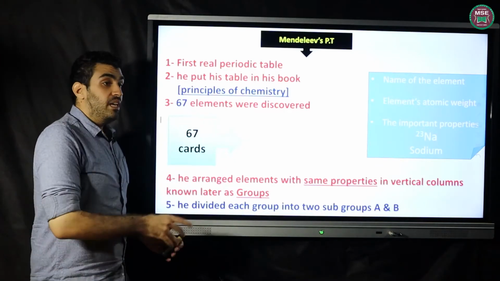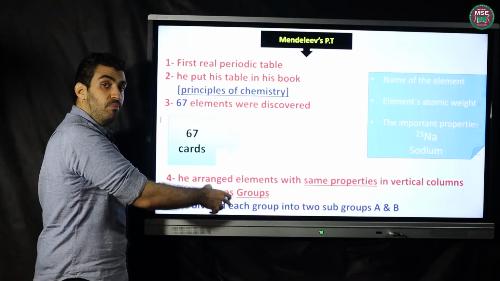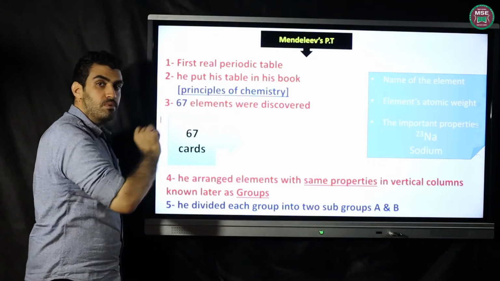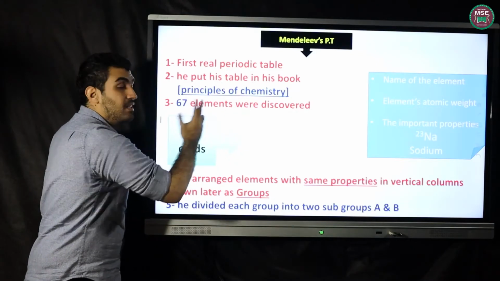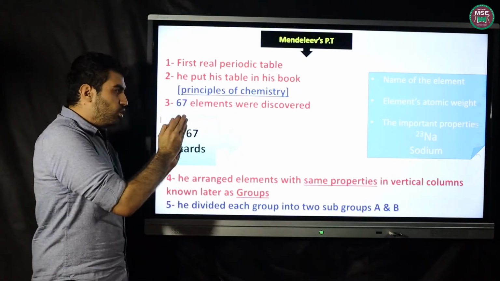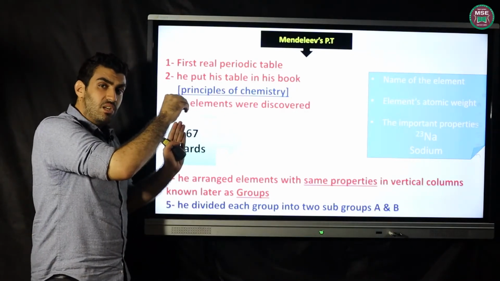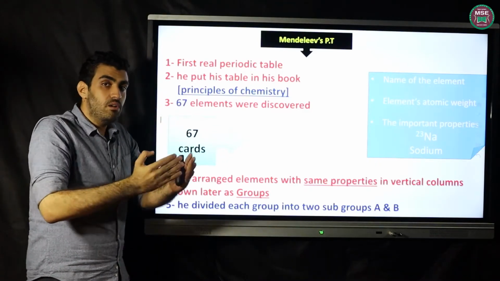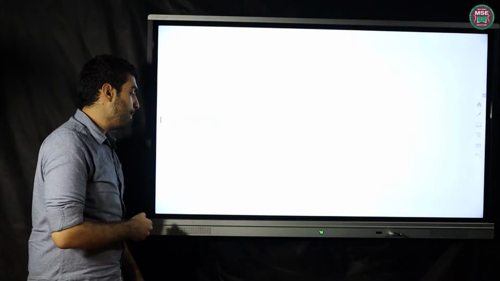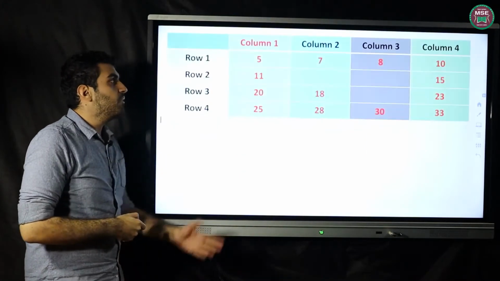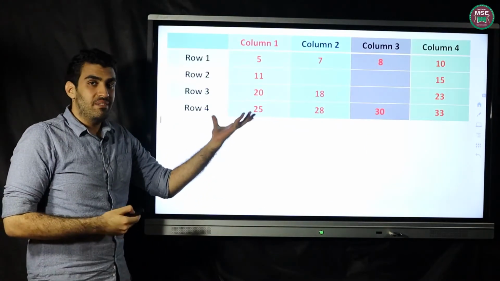After that, he divided each group into two subgroups. He divided each group of elements into two subgroups, as the elements inside the group that are more similar are found in one subgroup. Okay.